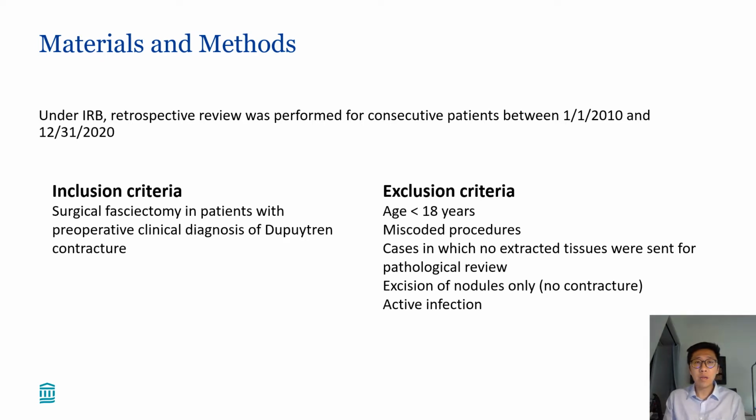Under IRB, a retrospective review was performed for consecutive patients between January 2010 and December 2020, a 10-year study period. Our inclusion criteria included surgical fasciectomy in patients with a preoperative clinical diagnosis of Dupuytren contracture. We excluded patients under the age of 18 years, those who had miscoded procedures or diagnoses, cases in which there was no extracted tissue sent for pathological review, cases in which there was only excision of a nodule and no contracture, and any active infection.